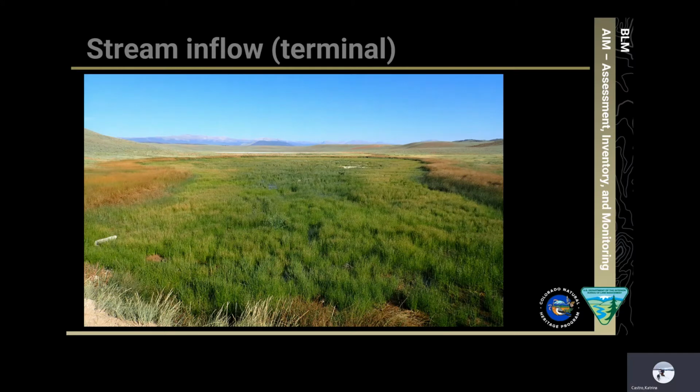In contrast to overbank flooding, stream inflow is reserved for terminal wetlands that receive inflow from a stream rather than overbank flooding that flows through the site. In most cases, stream inflow spreads out, pools, and infiltrates across the wetland to maintain high water levels in the soil.